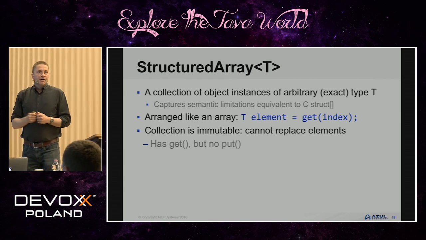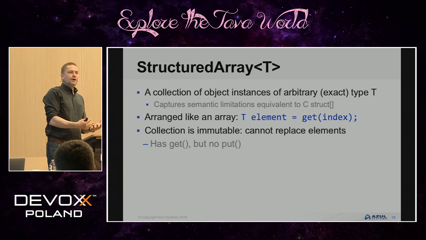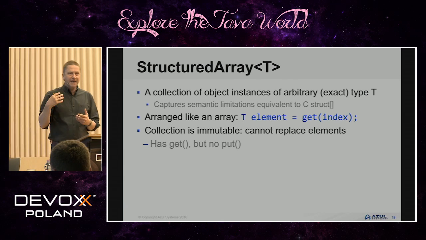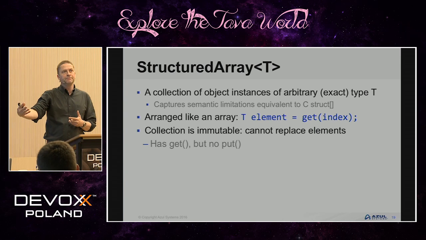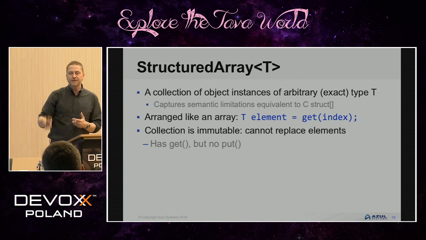So from an API point of view, you have a get method, but you don't have a put method. You cannot put elements into this array. You can only reference them once they've been created.